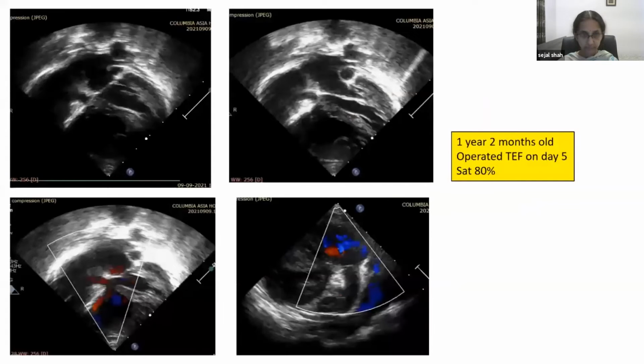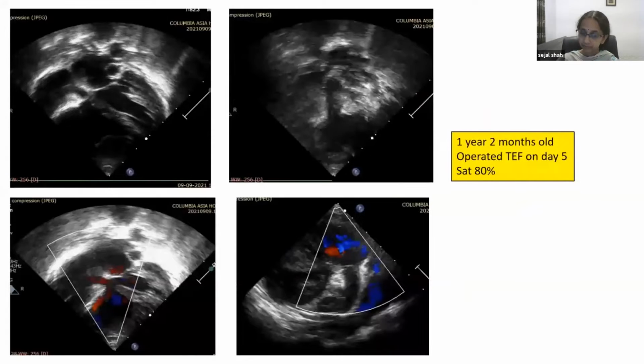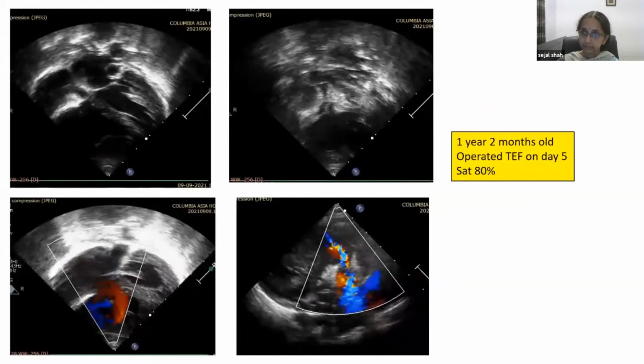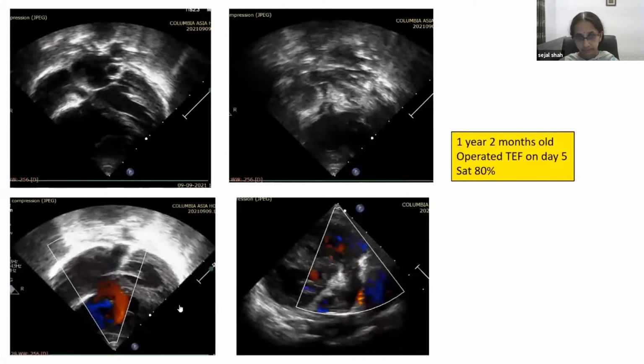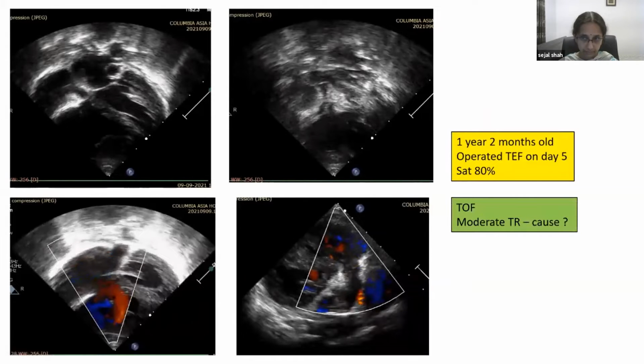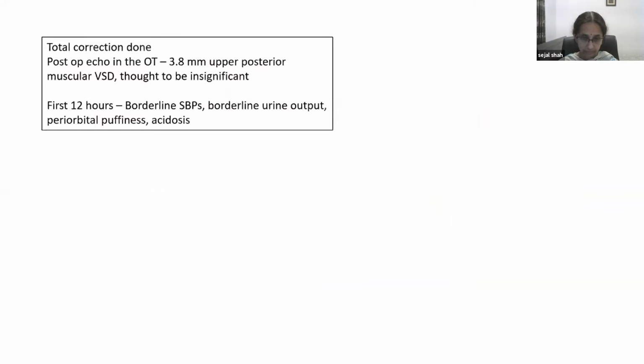This is a child, 1 year, 2 months old, operated tracheoesophageal fistula on day 5, saturating 80%, and had the diagnosis of tetralogy of Fallot. Had moderate tricuspid regurgitation, the cause of which wasn't very clear. This child was taken up for total correction. After the surgery inside the OT, he was found to have a posterior muscular VSD, which was additional. It was thought to be insignificant.